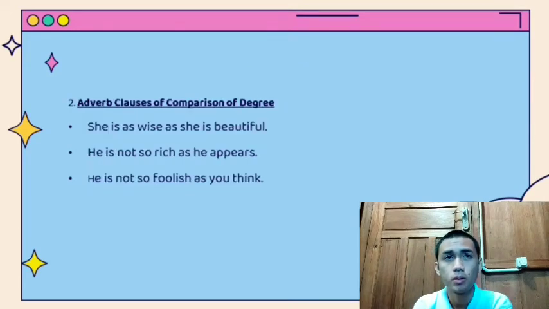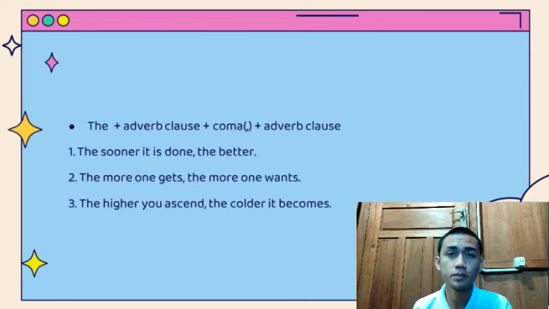Adverb clause of comparison of degree. Example 1. She is as wise as she is beautiful. Example 2. He is not so rich as he appears. Example 3. He is not so foolish as you think. The plus comparative adverb clause, comma, the plus comparative adverb clause.